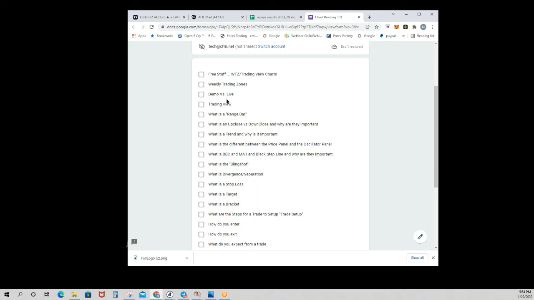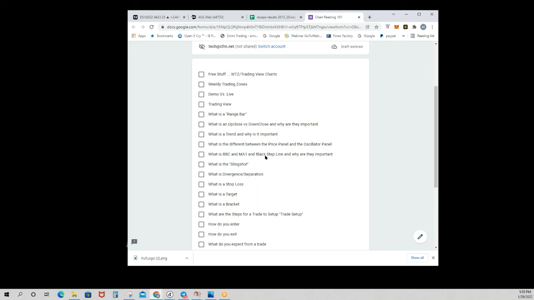What I'm doing right now is going to be in demo, but what I do in the morning is going to be live, and I'll show you how you can tell. TradingView, that's another one of the free things. A range bar, what a range bar is, an up close versus a down close in a bar, the trend, why it's important, the difference between the price panel and the oscillator panel.